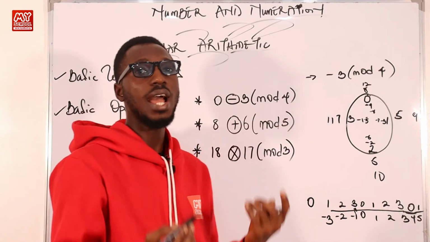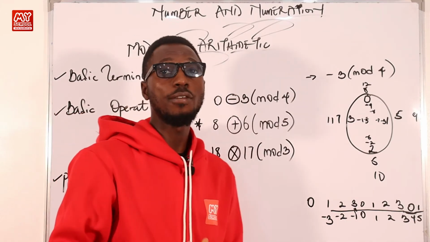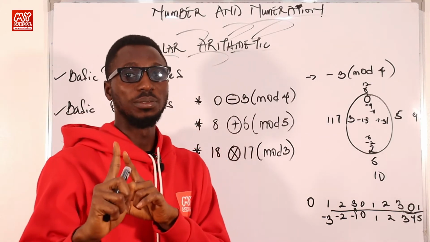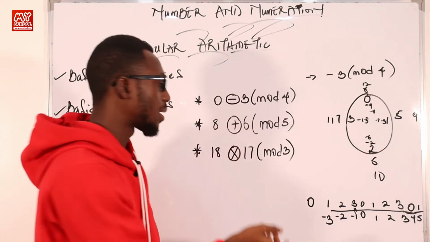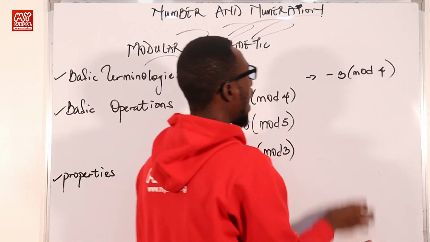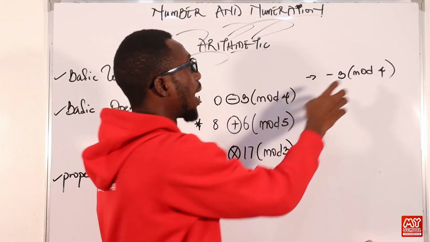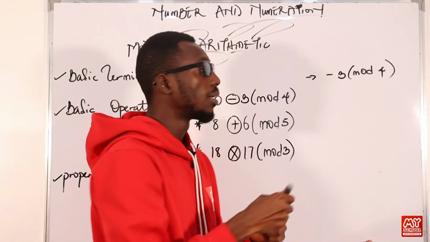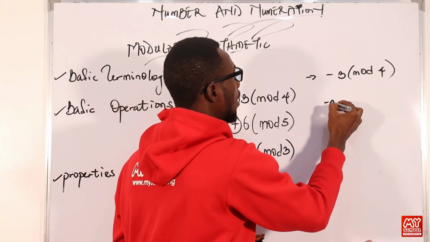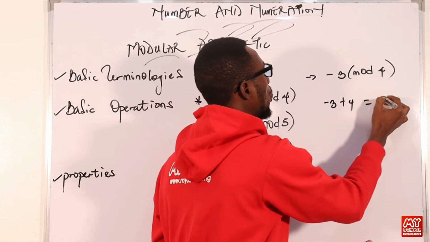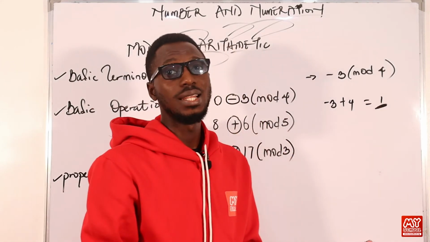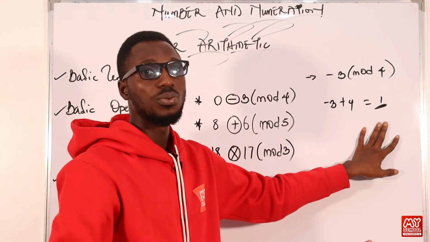As well, 5 in modulo 4 is 1. You can just use the idea that 5 divided by 4 is 1 remainder 1. If you don't want to use any of these methods, you can also add your answer to the modulo you are working in. So that is minus 3 plus 4, which gives you 1. So we can say that minus 3 modulo 4 is 1.